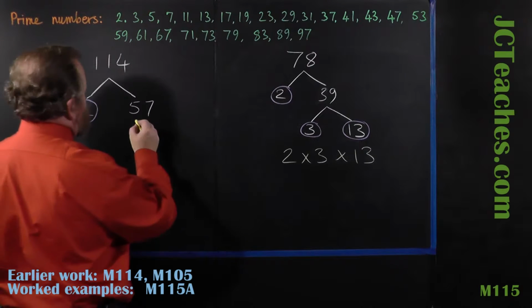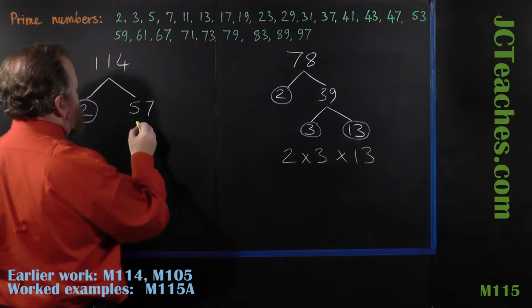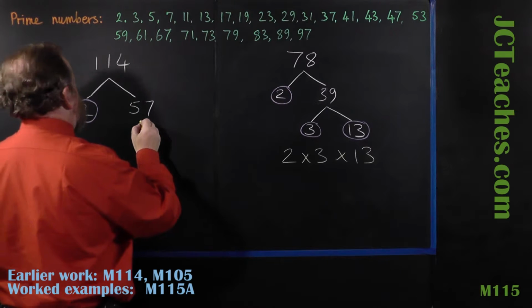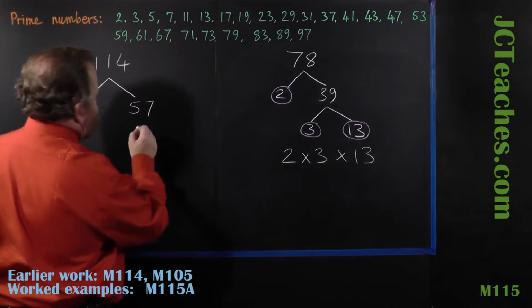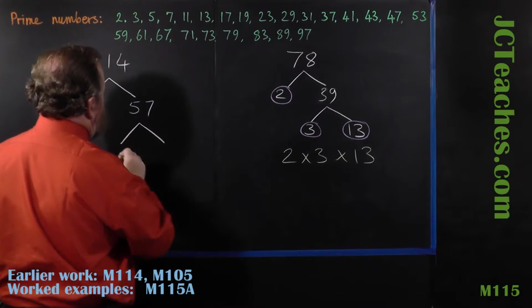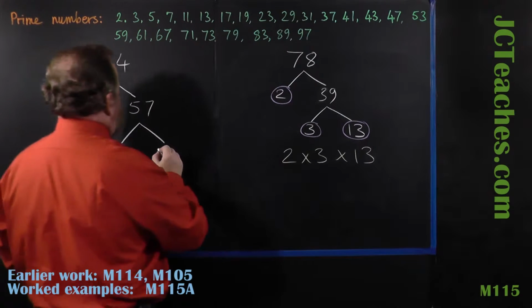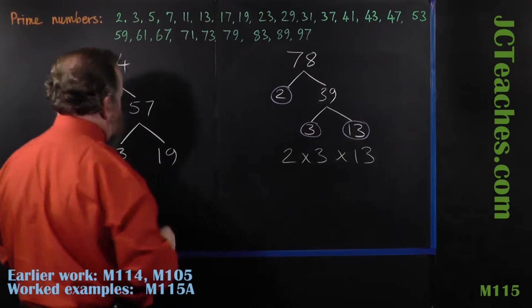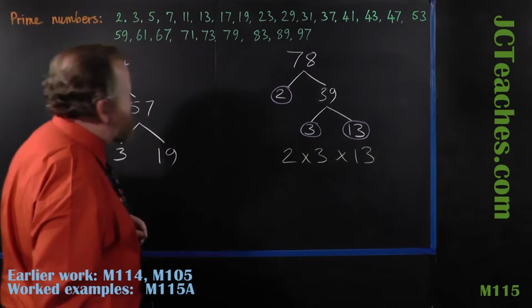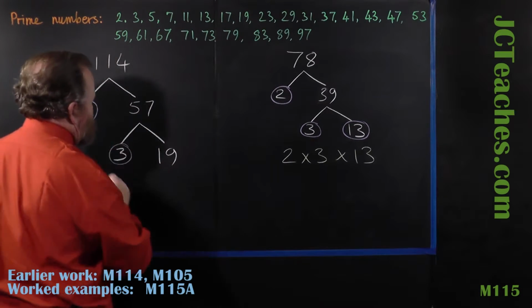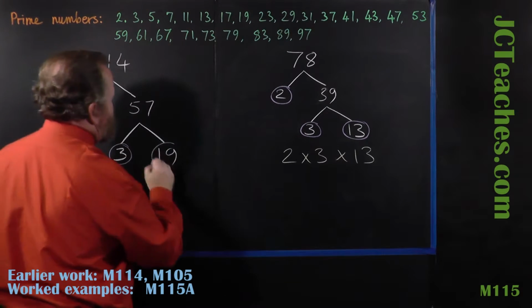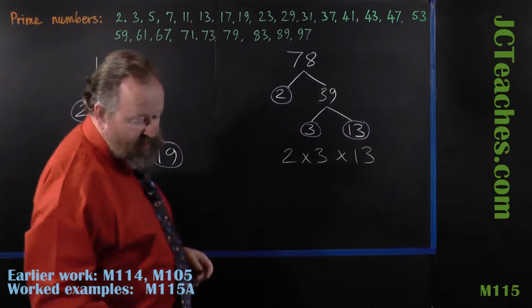That happens to be divisible by 3, doesn't it? So, wrong colour chalk. If we divide that by 3, we get 3, and we get 19. 3 19s make 57. 3 is a prime number, 19 is a prime number. So that also was a reasonably quick one.